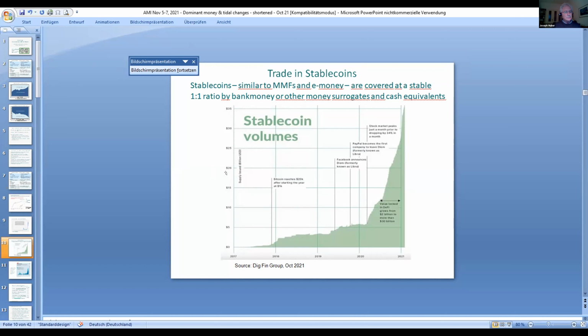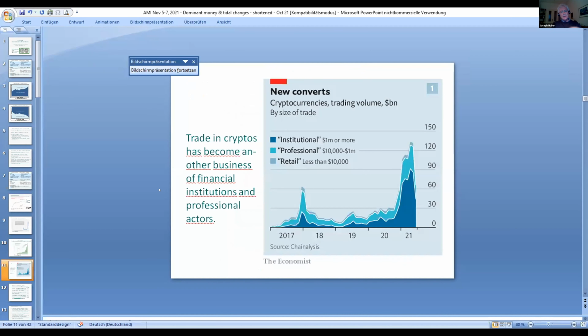And this here shows that these developments are no longer the playground for, say, IT nerds or so, but have become another established financial business, the business of financial institutions and other professional actors on financial markets.